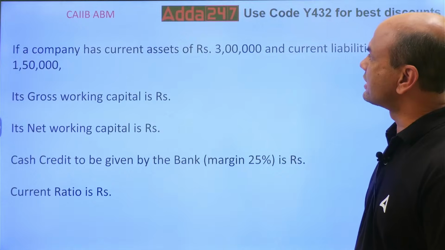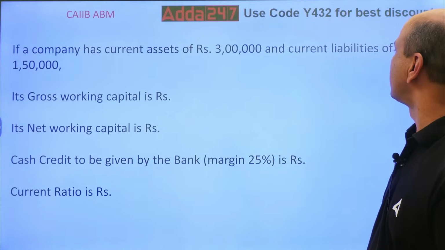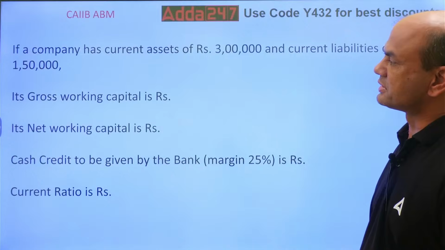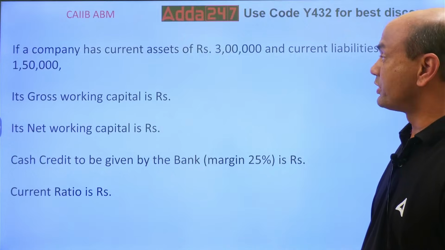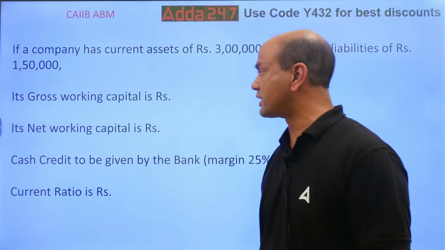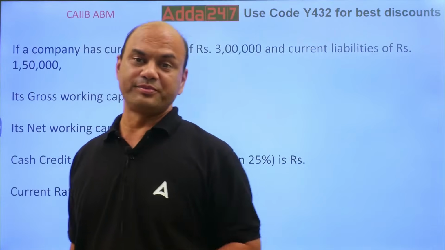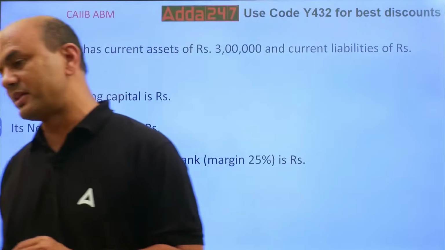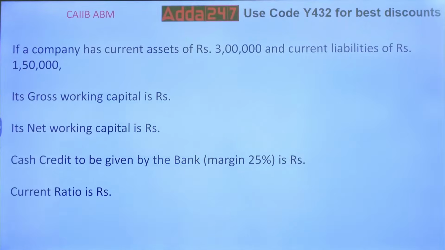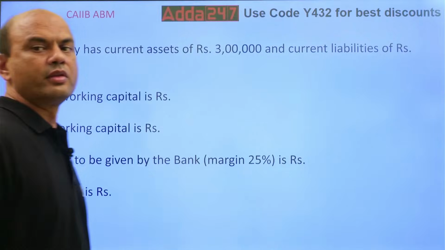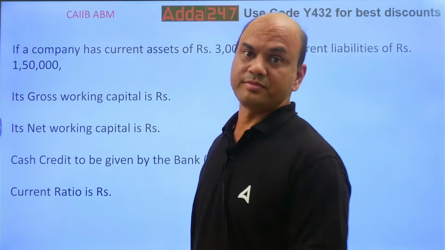If a company has current assets of 3 lakh and current liabilities of 1,50,000, so now we have various questions. Its gross working capital is, now this I need the answer from you. What is the gross working capital for the company? Firstly, what is gross working capital?